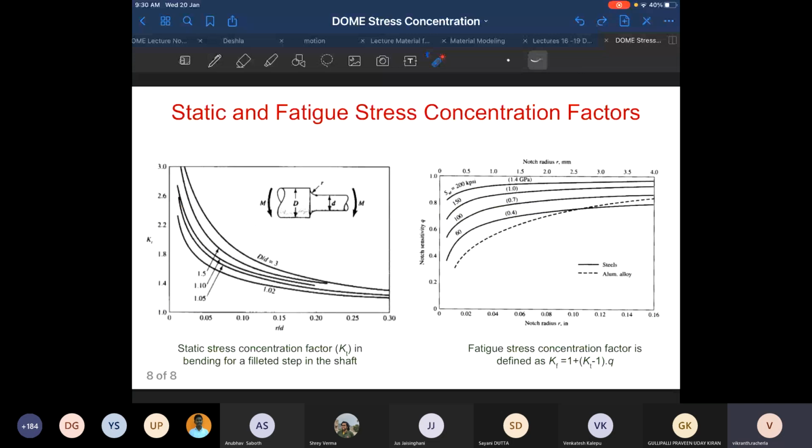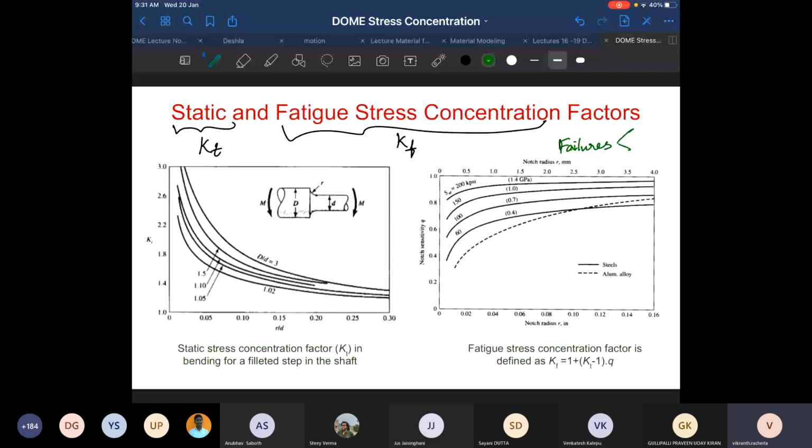Okay, next. You are going to be exposed to two kinds of stress concentration factors: the static stress concentration factor, which will be denoted by KT, and the fatigue stress concentration factor, which will be denoted by KF. The static stress concentration factor would come into play for static failure. In terms of failures, we will be looking at two kinds of failures.